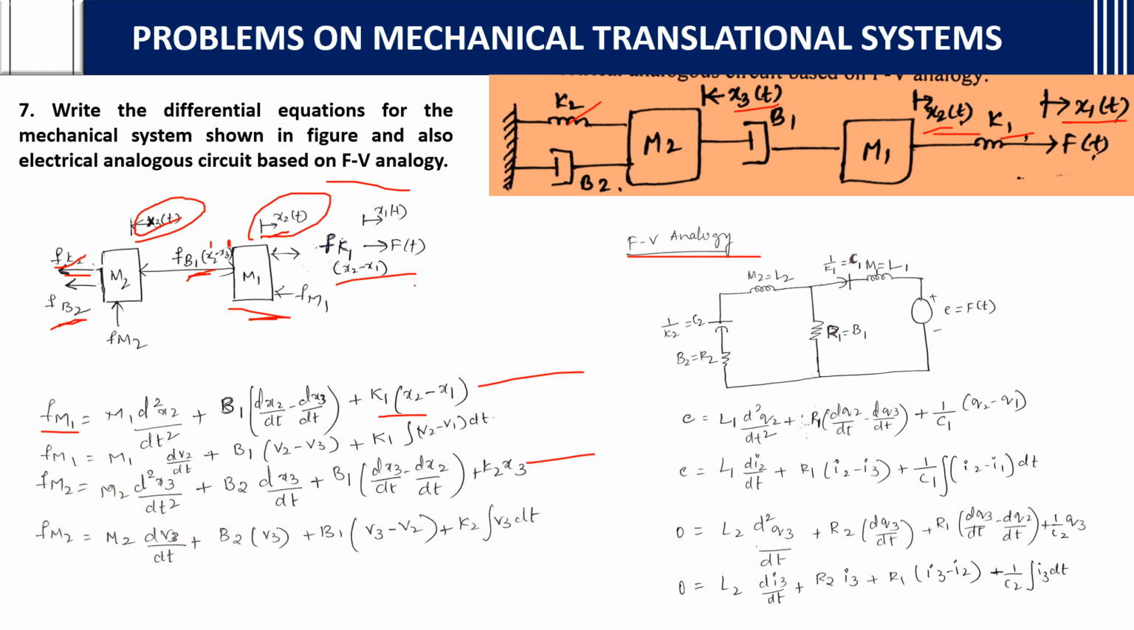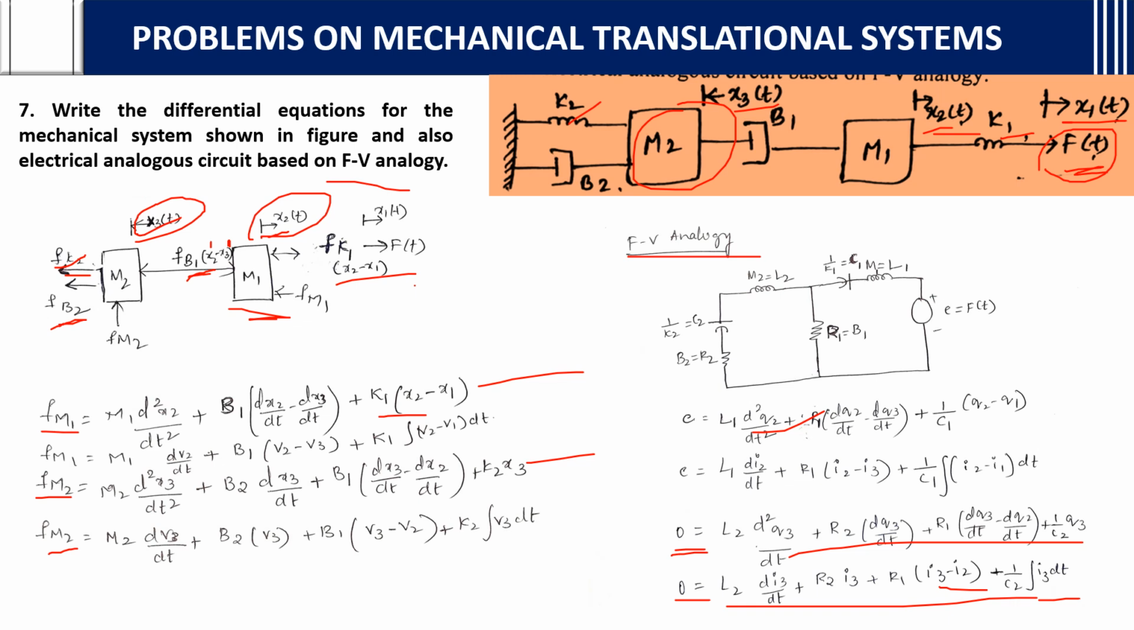Here what we will do, F_M2 is 0. Why? There is no force. For the first block M1 there is a force f of t mentioned, but for M2 there is no force mentioned. So you will take 0. 0 is equal to, in the same way you will write L2, R2, R1 and 1 by C2. Then you can convert into I terms: L2 into di3 by dt plus R2 into I3 plus R1 into (I3 minus I2) plus 1 by C2 into integral of I3 dt.